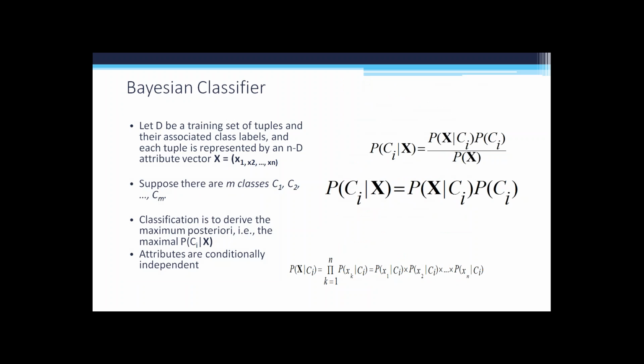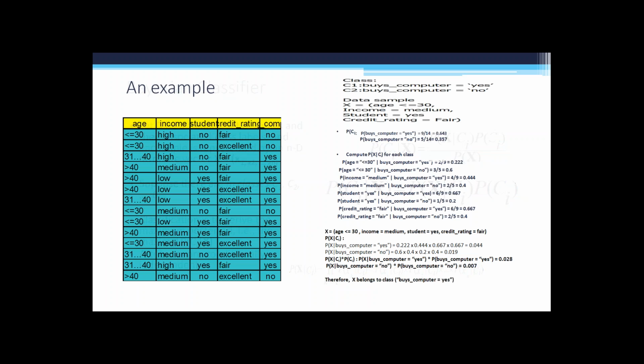So in our case, let's take the example where c1 is computer buying is yes. So we can multiply the conditional probability of age less than or equal to 30 given computer equal to yes, times income equal to medium, which is the instantiation of the second variable, given computer equal to yes, times student equal to yes given computer equal to yes, times credit rating equal to fair given computer equal to yes.